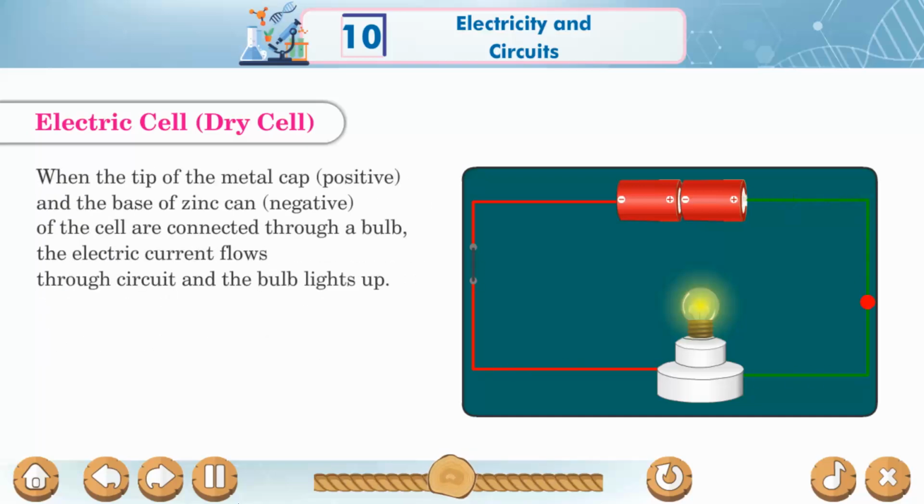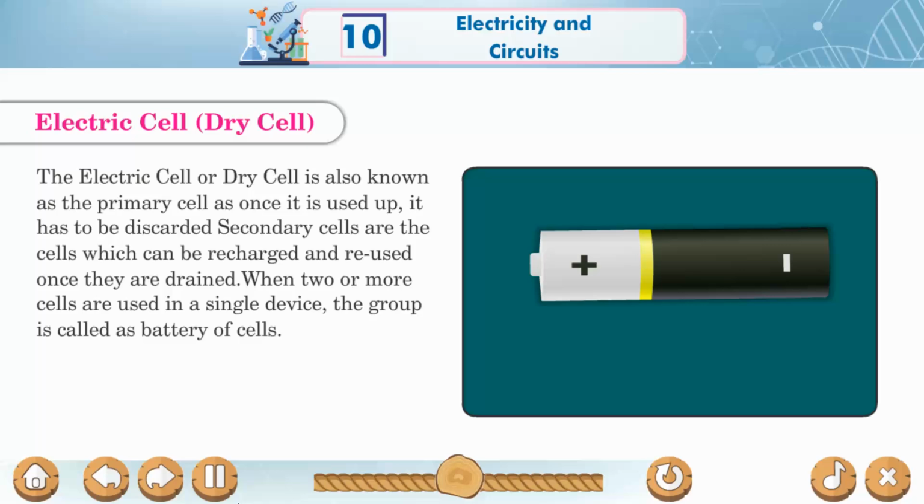When the tip of the metal cap, positive, and the base of the zinc can, negative, of the cell are connected through a bulb, the electric current flows through the circuit and the bulb lights up. The electric cell or dry cell is also known as the primary cell, as once it is used up, it has to be discarded. Secondary cells are the cells which can be recharged and reused once they are drained.